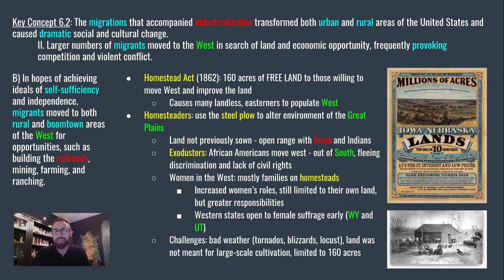Now, a problem with the Homestead Act as well was it was only for 160 acres. And okay, that seems like a lot of land, but think about it this way.